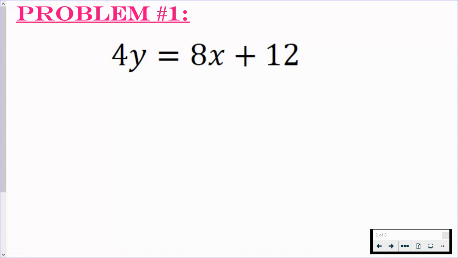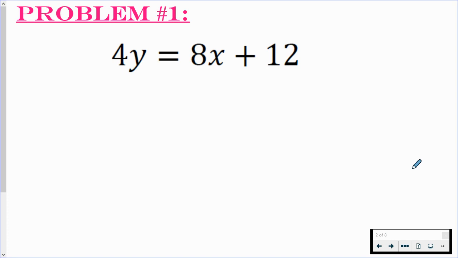Okay. Problem 1. 4y equals 8x plus 12. Okay, so remember, make sure you get a sheet of paper out and you're doing these with me, or if you printed out the lesson. Okay, just please, please, please try these on your own. Well, not on your own, but with me.